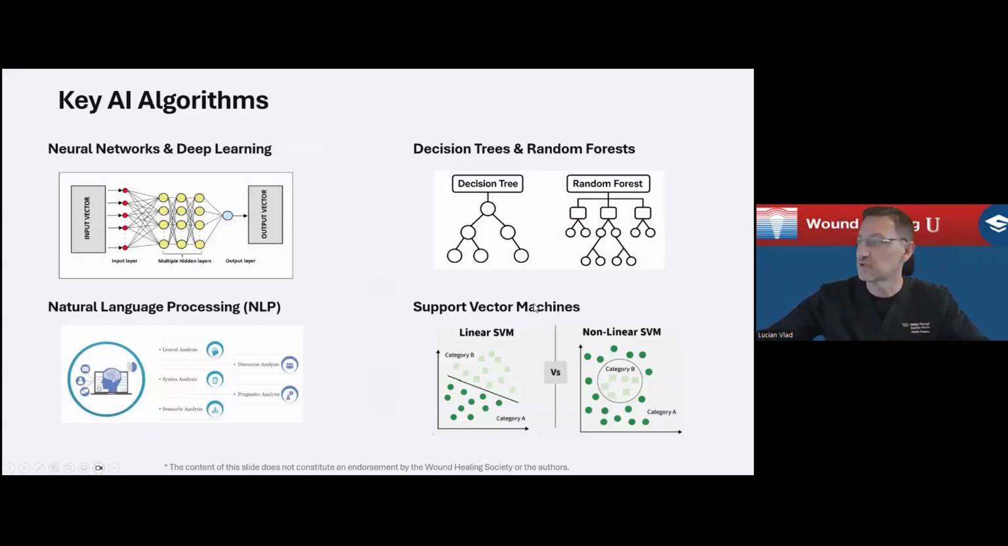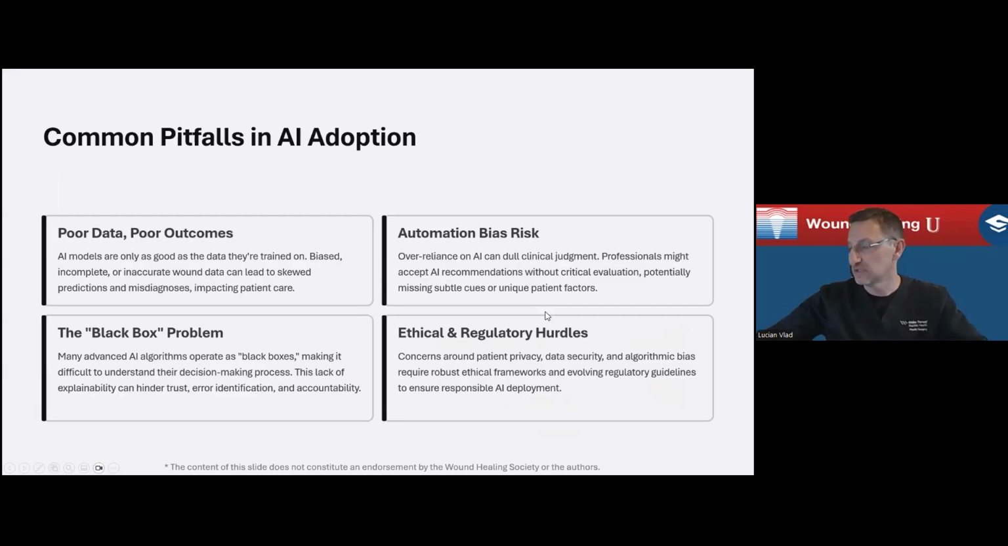And then, of course, the ethical and regulatory hurdles. We're very concerned about HIPAA, about privacy. If you put patient information into this system, where does it go? How long does it stay there? What happens to it? So this is a critical, important aspect to consider when we look at these AI models.